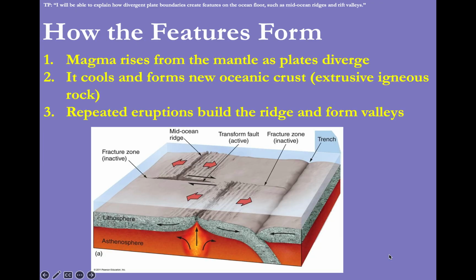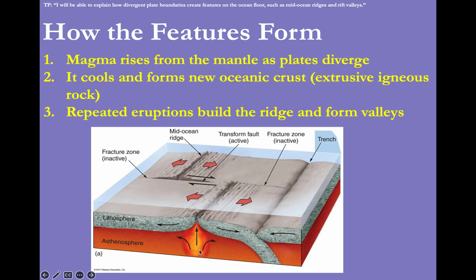All right, moving on from that. How the features form. We have magma rises. Magma will always rise because magma is in liquid form. And in terms of densities, for most materials, excluding water, liquids will rise. It's less dense than the surrounding rock, which is going to be solid or solid-like. So solids are more dense, liquids are not. So liquids will begin to rise.